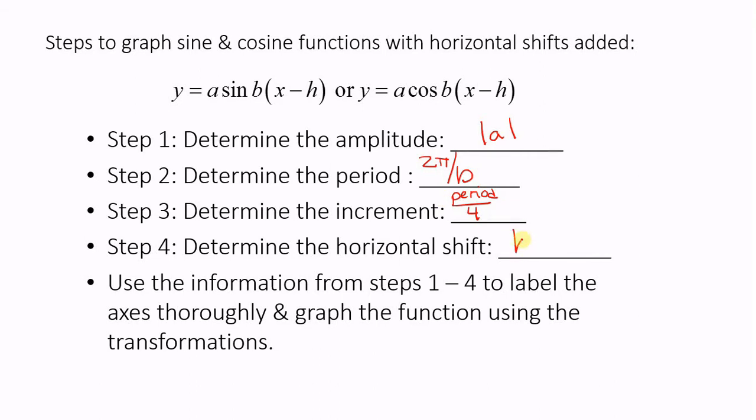Now, you're going to need to make sure you pay attention to if it's a negative, it's going to move to the right. If it's positive, you're going to move to the left. So remember, it's always going to be opposite of what you think. Using the information from 1 to 4, label the axes correctly, and then graph the function using transformations.